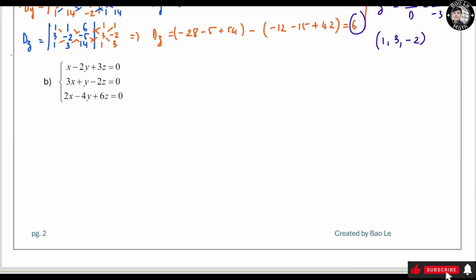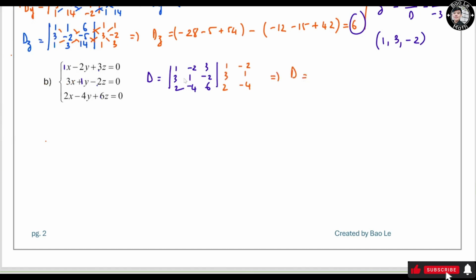Now let's move on to question B. We need to find D. It's going to be 1, 3, 2. Negative 2, 1, negative 4. And 3, negative 2, and 6. We're going to copy the first two columns over here.